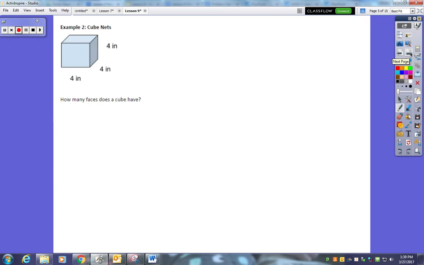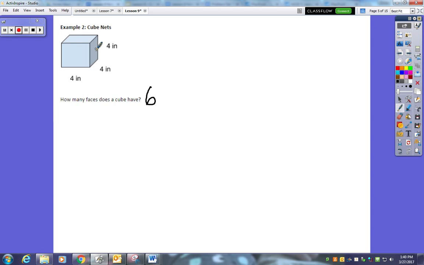The next one that we're going to look at is a cube. So the first question that I've asked here is how many faces does a cube have? So if you answered correctly, a cube is very similar to a rectangular prism. It also has 6 faces. It has a front and its matching back, a top and its matching bottom, and then 2 sides.